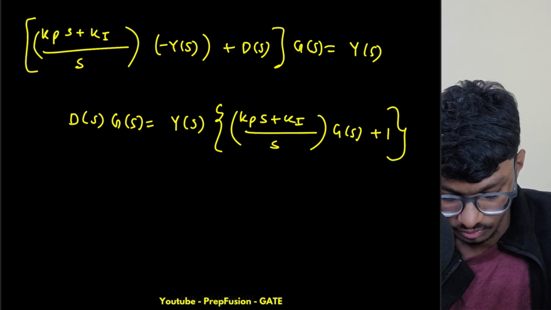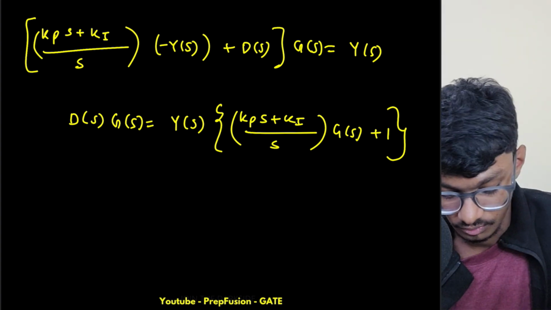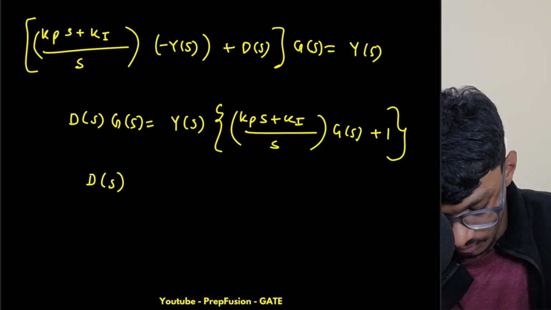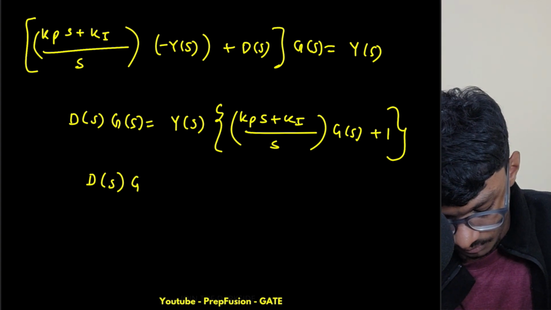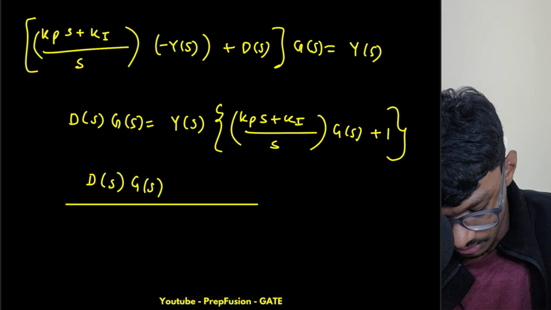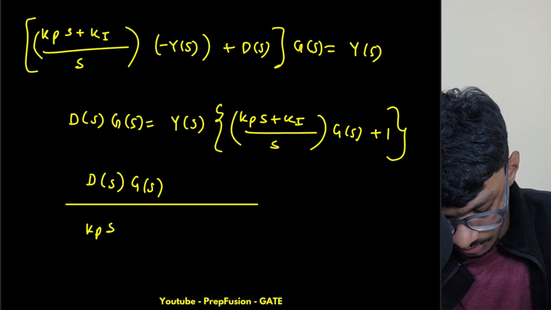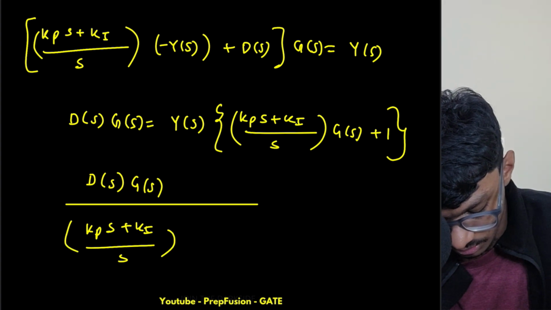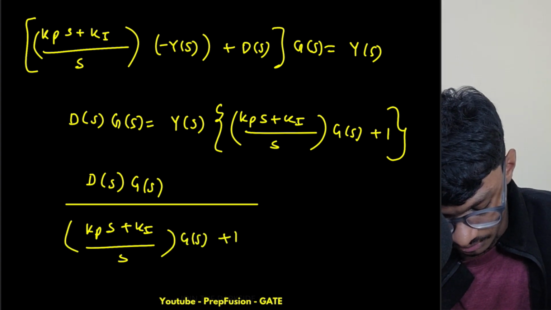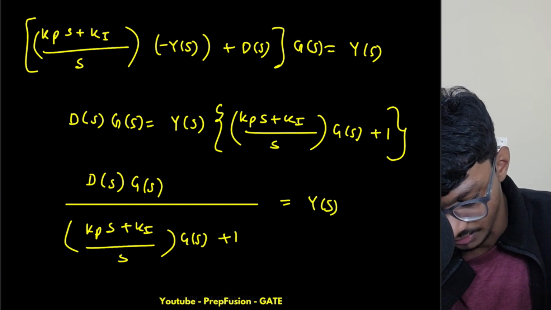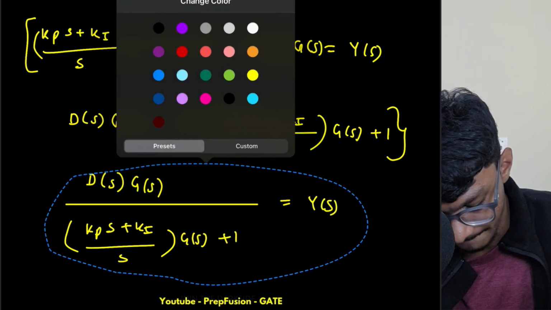Now what will my error signal be? The error signal will be D(s) into G(s), over (Kp s plus Ki over s) into G(s) plus 1, which equals my Y(s). Now the error signal will simply be the negative of this one. Let me just change the color.